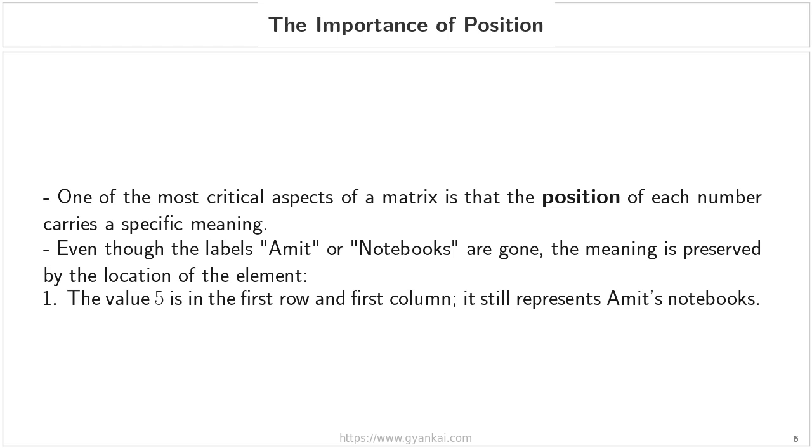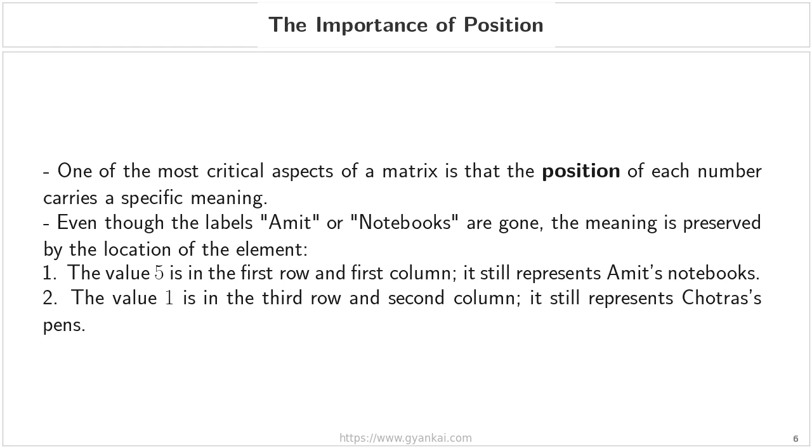For example, look at the value 5. It is located in the first row and the first column. Because of this specific position, it still represents Amit's notebooks, just as it did in our original table. Similarly, the value 1 is located in the third row and the second column. This specific coordinate tells us that it still represents Chitra's pens.